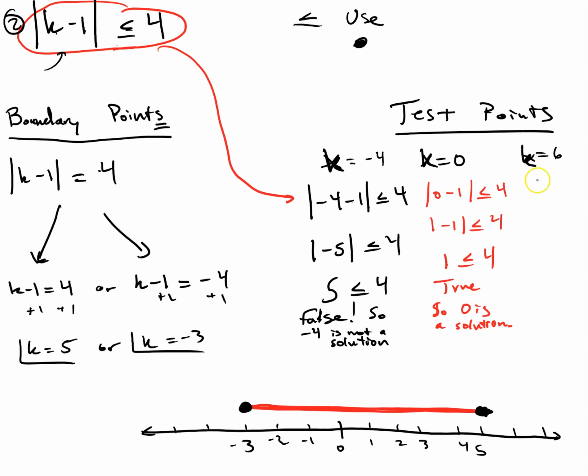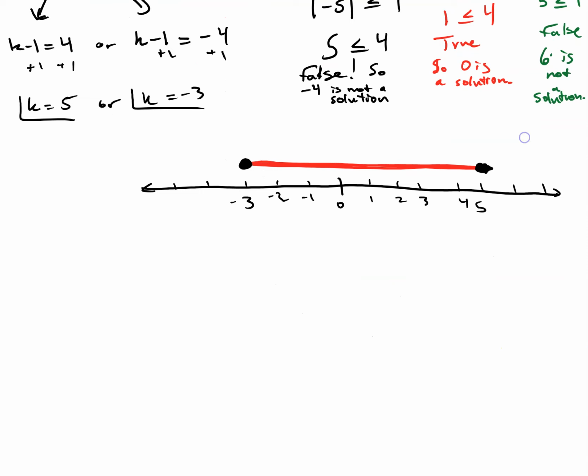Region 3, plugging in 6. I have 6 minus 1, which is 5. And if I take the absolute value of 5, it's normal 5. Positive 5, less than or equal to 4. And that's false. So we don't shade this region because 6, the number we plugged in, is not a solution. We tested our 3 regions, we have our graph, and now we need to describe this graph.